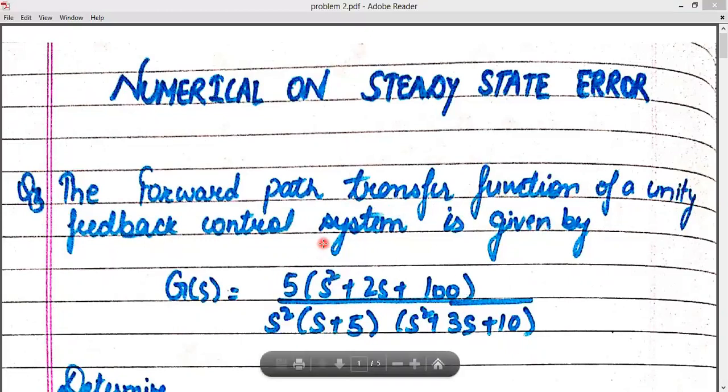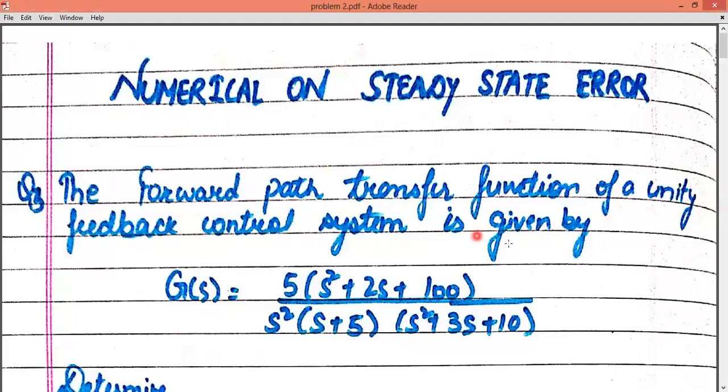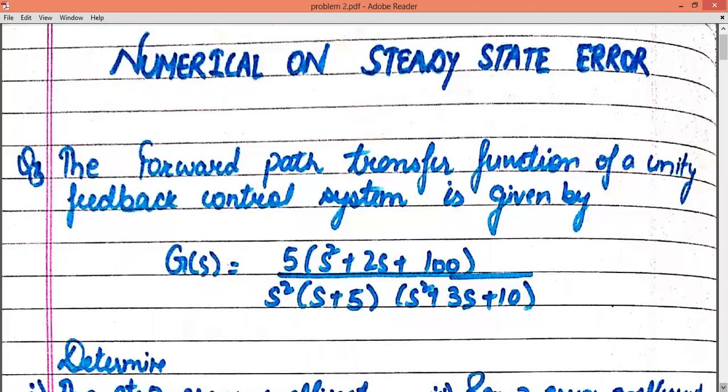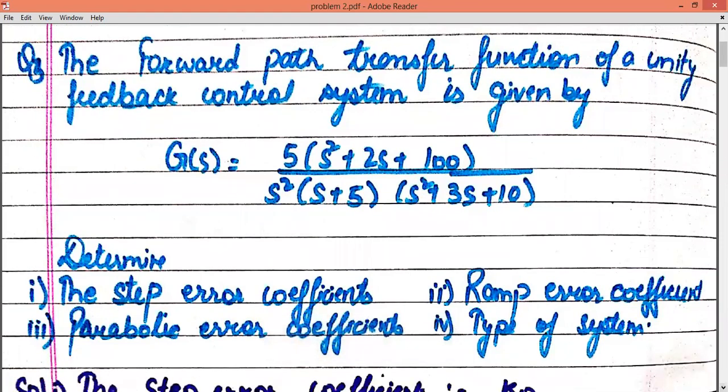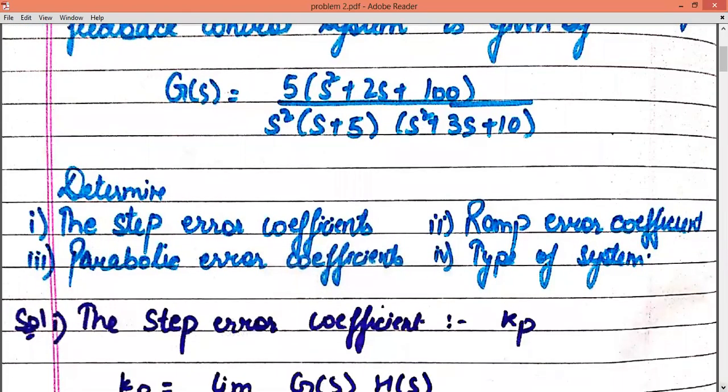So we have been given the value of G(s) automatically. Here it is shown as unity feedback, so H(s) will become 1. As I've told you, what we need to determine: the step error coefficient, the ramp error coefficient, the parabolic error coefficient, and we need to tell which type of system this is.